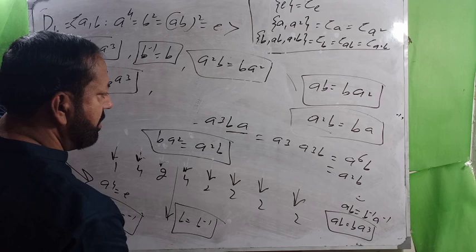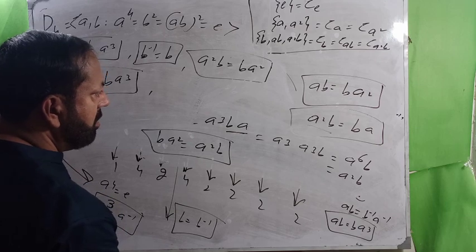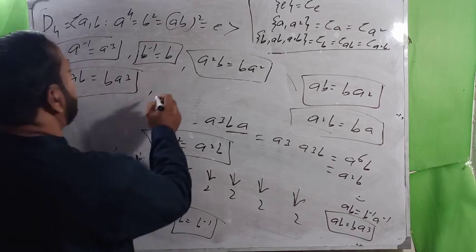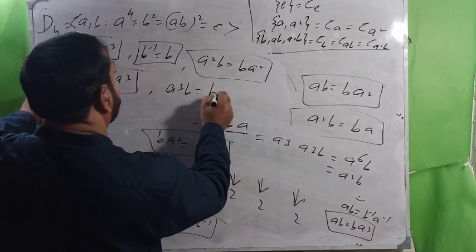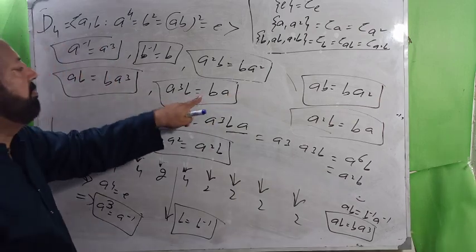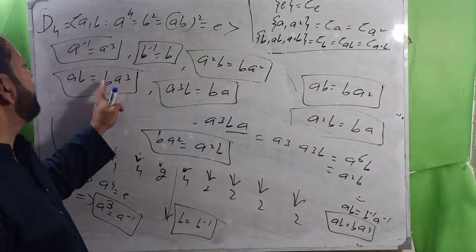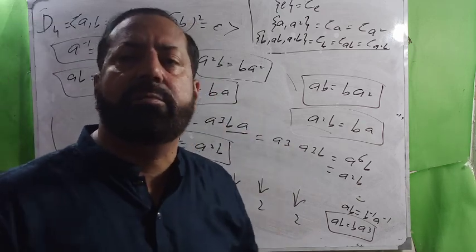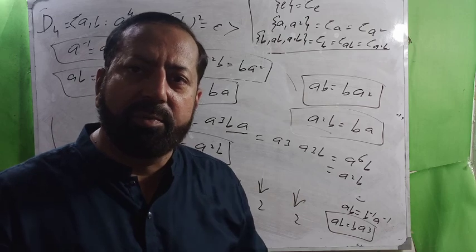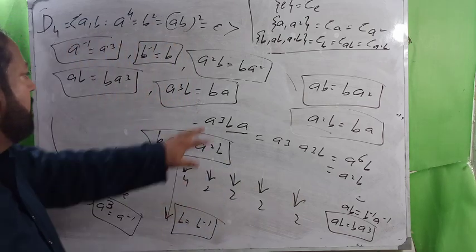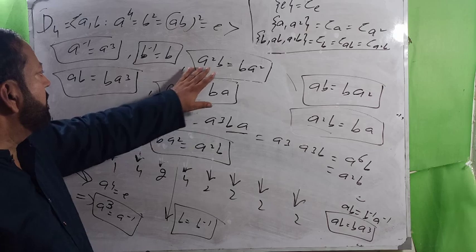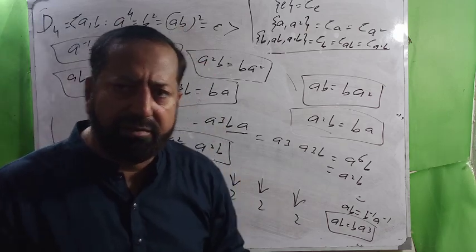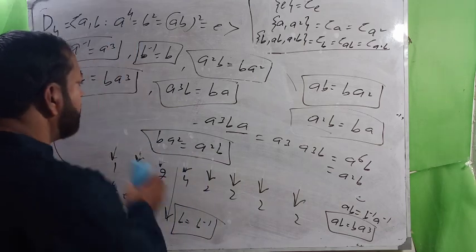We have another condition, A cube B is equal to BA. You see, we have BA, BA square, BA cube. These were the three elements which were in our quest, that is BA, BA square and BA cube, and we found that these are the same elements, A cube B, A square B and B. Now using these conditions, you can play with D4 as well, and you can find the conjugacy classes.